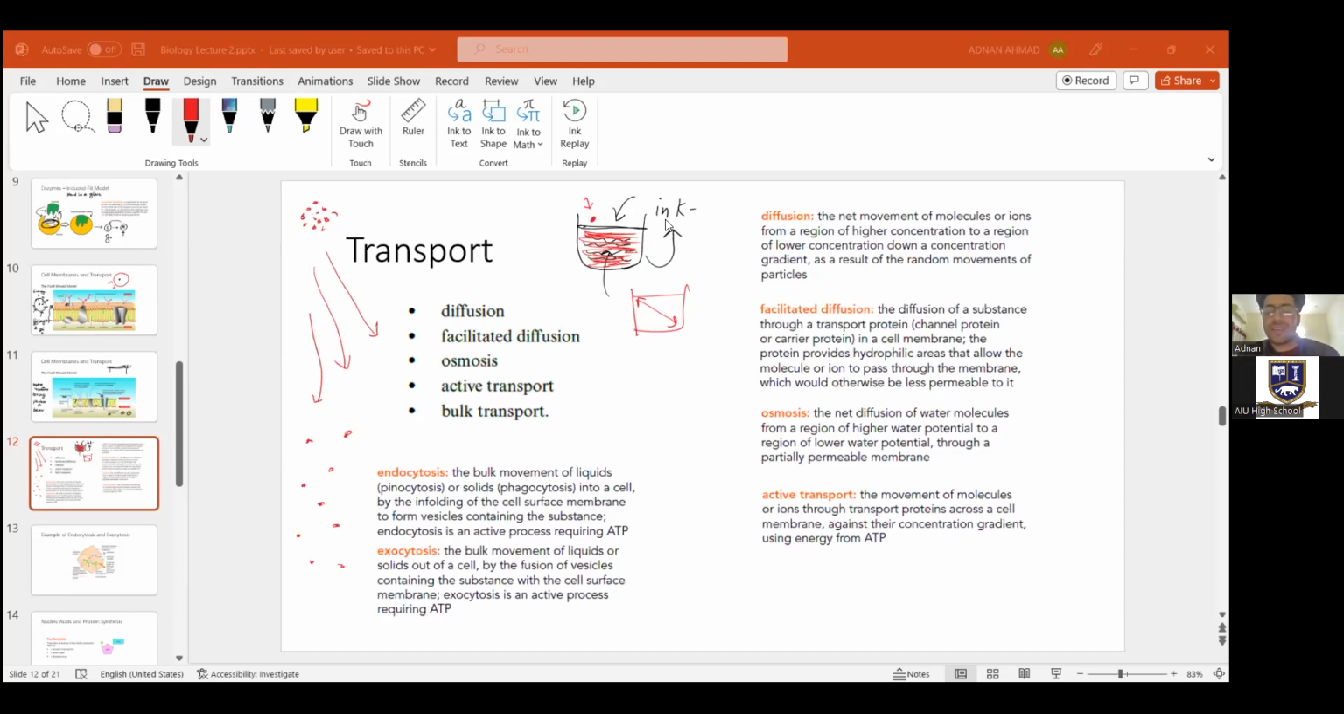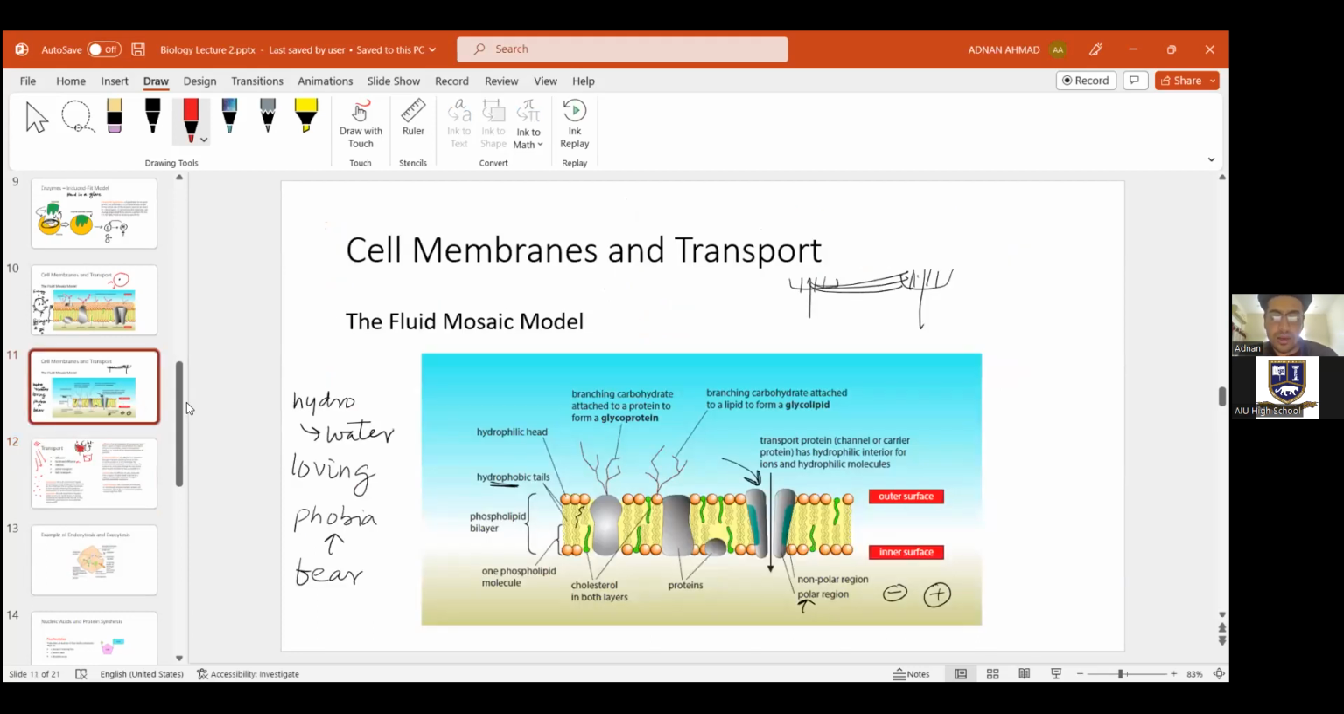Now we have another mechanism that helps in the transport, and that is facilitated diffusion. Facilitated diffusion is the diffusion of a substance through a transport protein, a channel protein or a carrier protein, in a cell membrane. The protein provides hydrophilic areas that allow the molecule or ion to pass through the membrane, which would otherwise be less permeable to it. From this point, the active diffusion takes place, and it requires energy, and the particles get out of the cell, and they also get inside of the cell. And this process is called active diffusion.